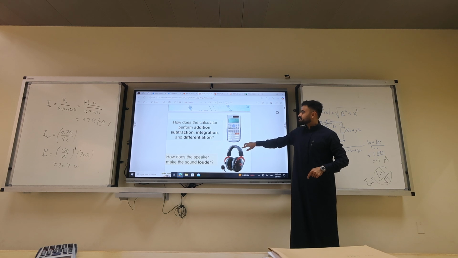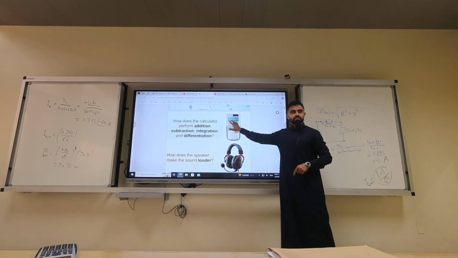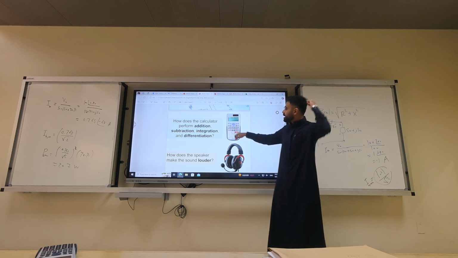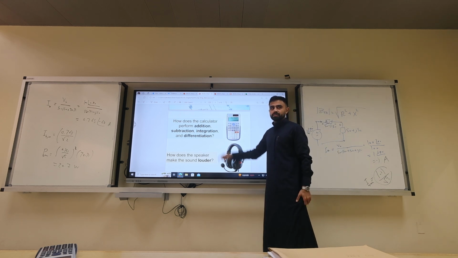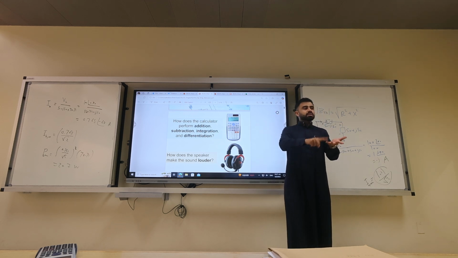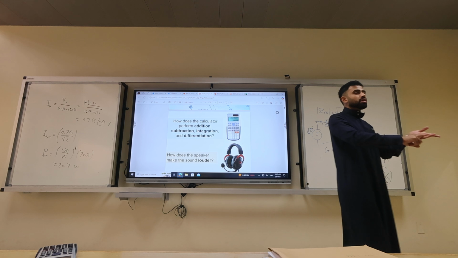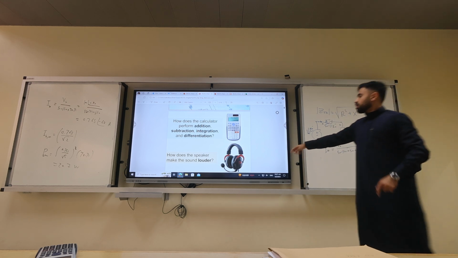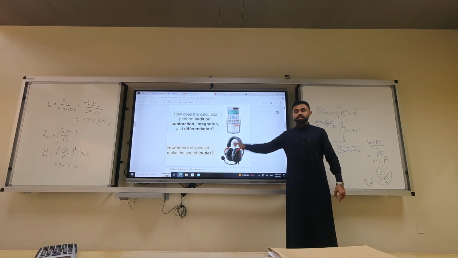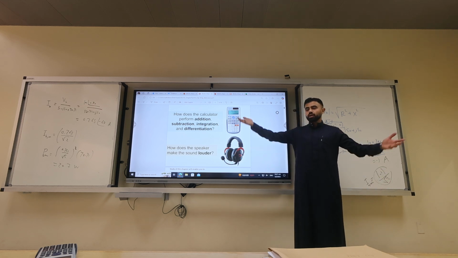But all of you have this calculator. By the way, this is the best calculator, 991 ES. How does the calculator have addition, subtraction, integration, how do they do it? Or if you have speakers, how are the speakers amplified? If you increase the volume, how does the volume get louder?